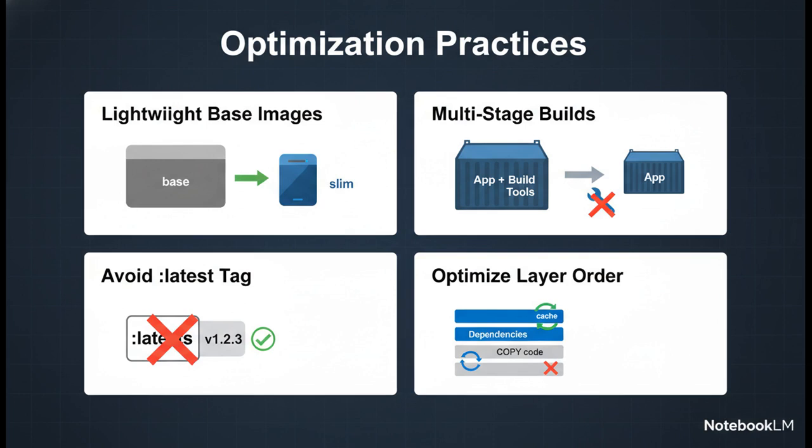Third, a big one, never use the latest tag. Always specify exact versions to make sure your builds are predictable every single time. And finally, here's a really clever trick. Structure your Dockerfile so your dependencies, which rarely change, get installed before you copy your source code, which changes all the time. This takes advantage of Docker's caching and makes your future builds way, way faster.